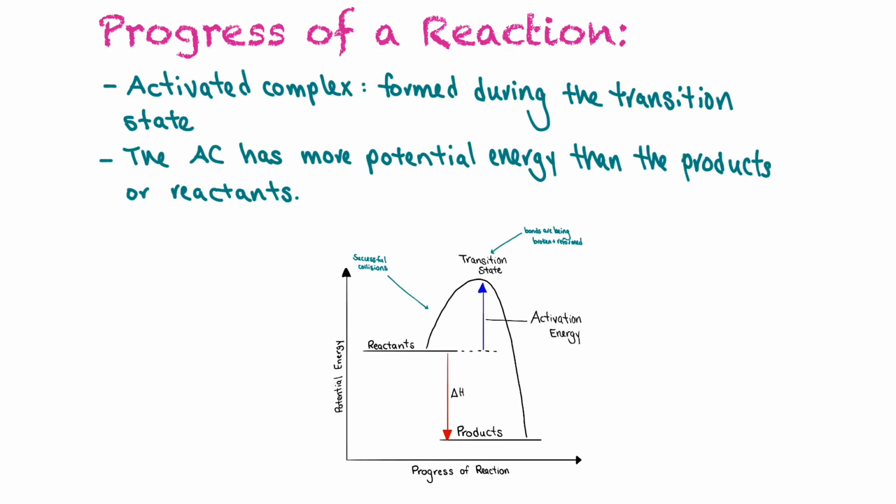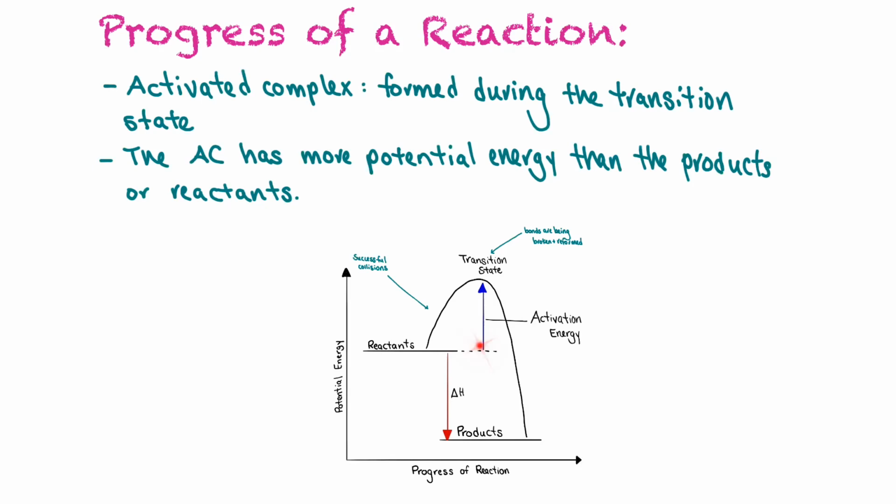So if we take a look at the progress of a reaction, we have our reactants. There needs to be some sort of successful collision to occur, and at that point where that collision is occurring, that's where we have the activated complex. So the bonds haven't quite broken and the new bonds haven't formed, so at that point the activated complex has more potential energy than the products or the reactants. In that transition state, those bonds break, new bonds are formed, and then we form our products.